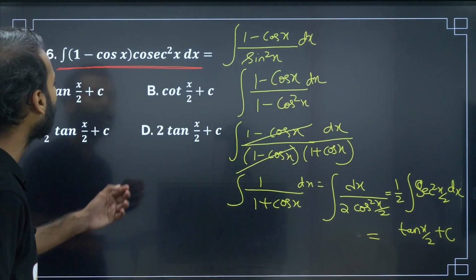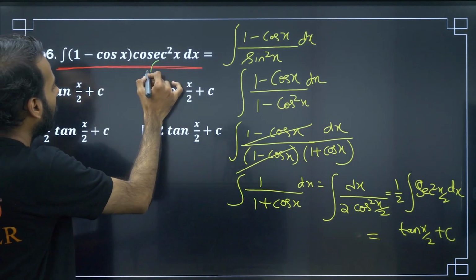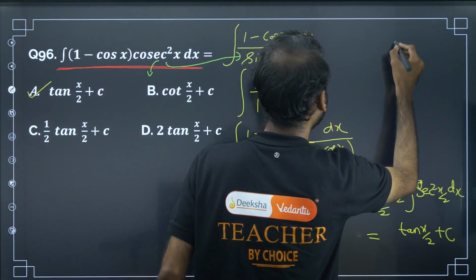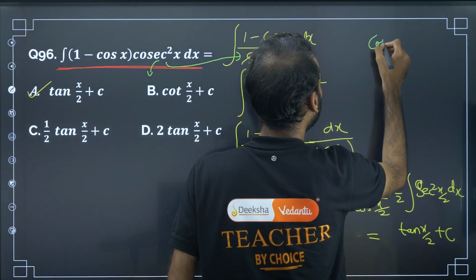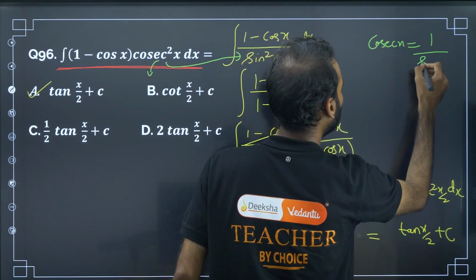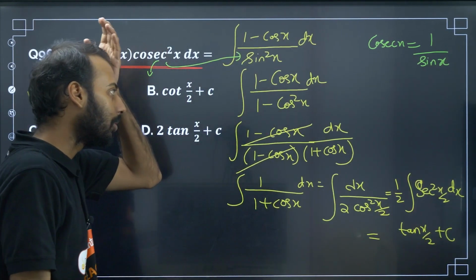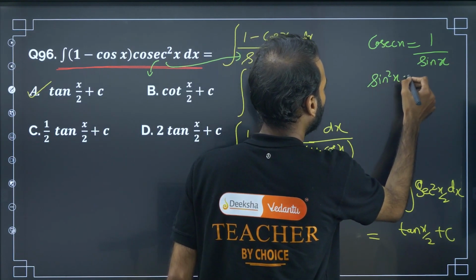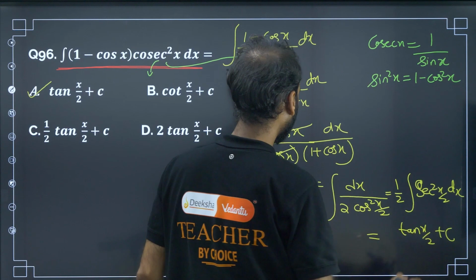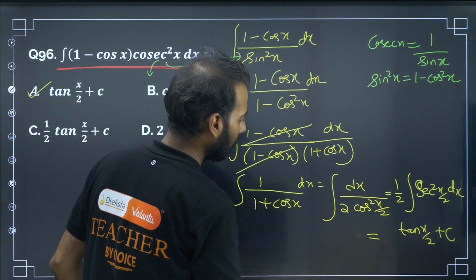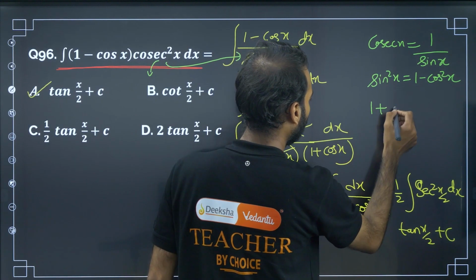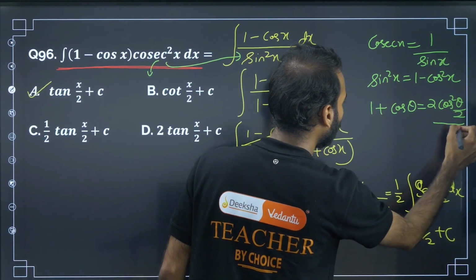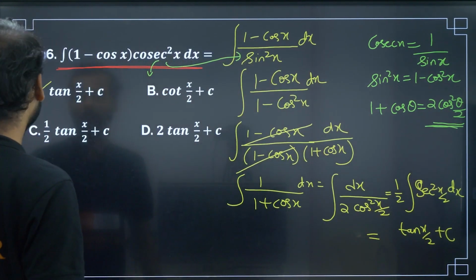Now, a few things students generally don't know. See here, when I am writing this in the denominator, that's why I am writing this as sin square. Cosecant x is equal to 1 by sin x. Although they should be knowing all the synopsis points, if not, we can't do anything. Sin square x is equal to 1 minus cos square x, all these are synopsis points. And 1 plus cos theta is equal to 2 cos square theta by 2. This is also one synopsis point.